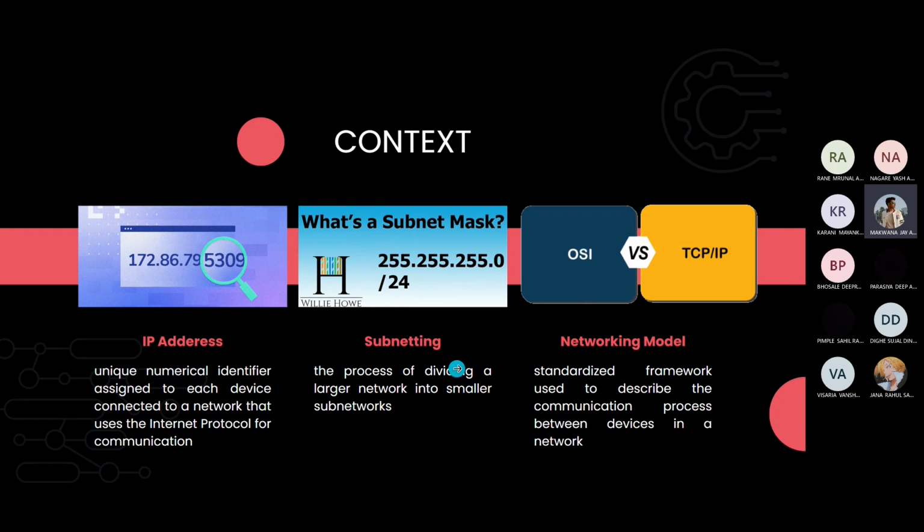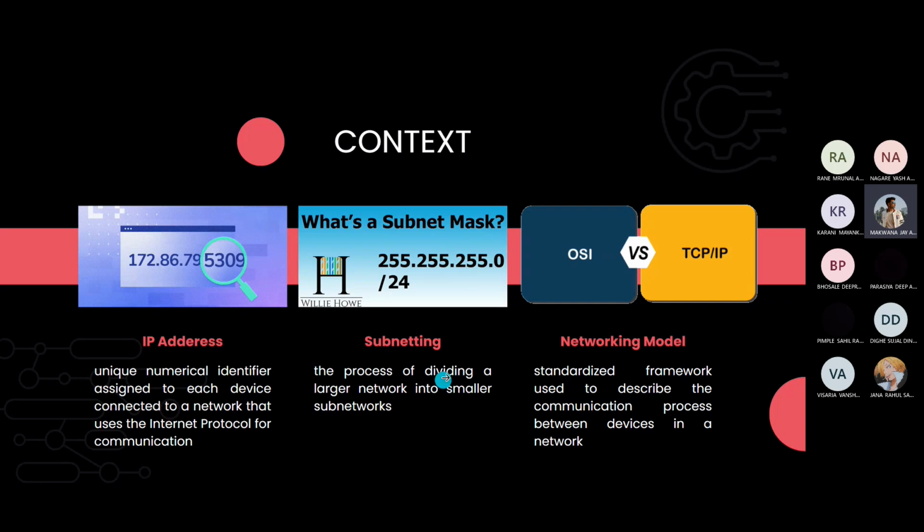And subnetting is the process of dividing a large network into smaller subnets. Now, why is subnetting important? We have IP addresses to identify each device, and each device can identify other devices with the help of IP addresses. But in subnetting, we divide the networks.